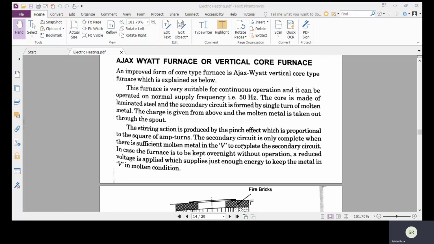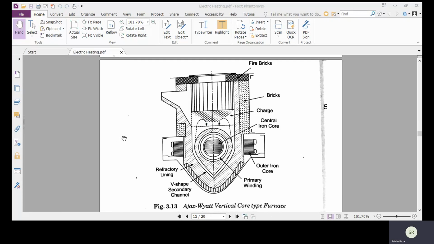The secondary circuit is only complete when there is sufficient molten metal in the V to complete the secondary circuit. Here this V represents the bottom part of the vertical core furnace. Before I go ahead, I will show you the picture of this type of furnace. So the V shape is here. You can see easily that it is the bottom part of the furnace.